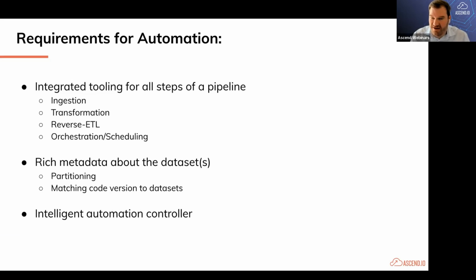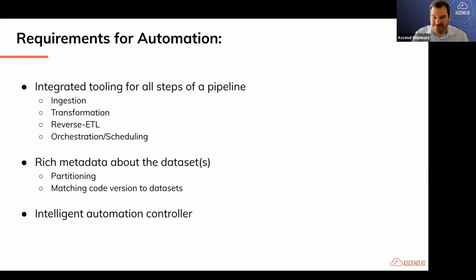Now let's have a little bit more fun and let's talk about how you build these kind of automated data pipelines, assuming that all these components are in place, right? We're going to take these as pre-existing conditions. We assume that we have all of our steps of our pipeline fully integrated into a platform. We assume we have all the metadata required, and we assume that we're using an intelligent automation controller. In this case, we're using the controller on the Ascend.io platform, and then we're going to go forward from there.